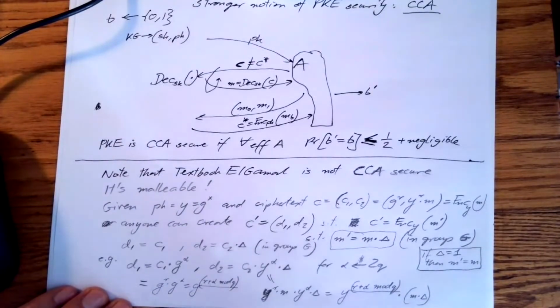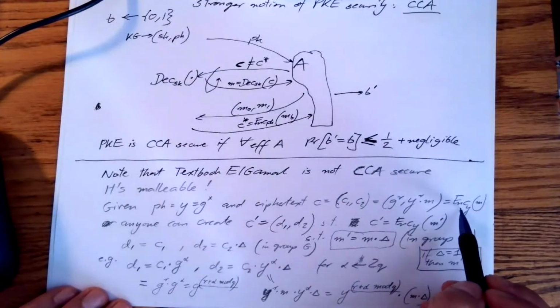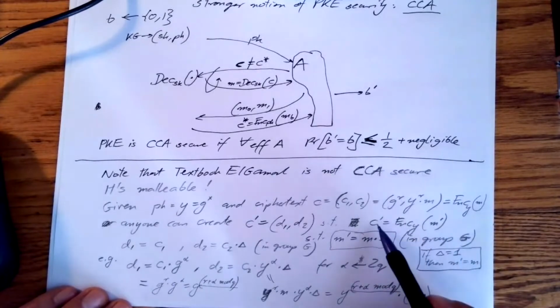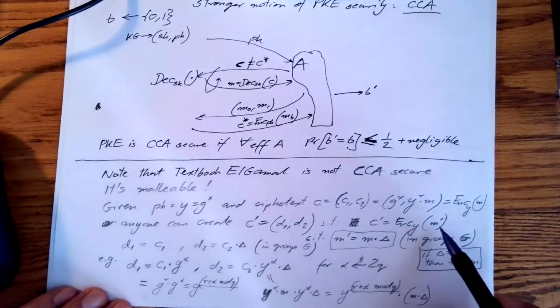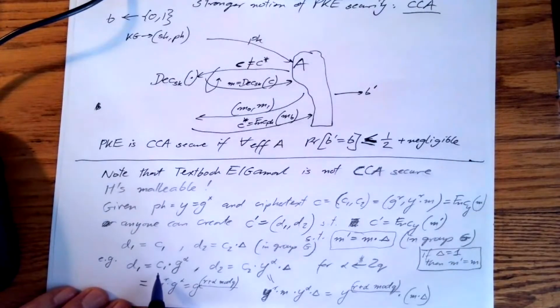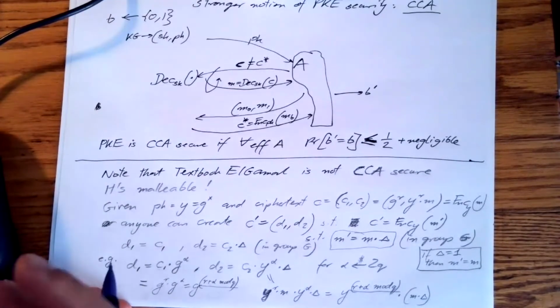This is something called randomizable encryption. You have a ciphertext that is an encryption of m, and you create a new encryption of, well, if you run this code with delta equal 1, the same m, but it's a new independent random encryption. The way you do it, you take the previous ciphertext and multiply it by g to the alpha, and this part of the ciphertext by y to the alpha. So this could have useful properties.